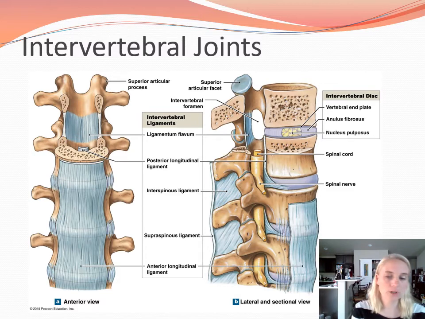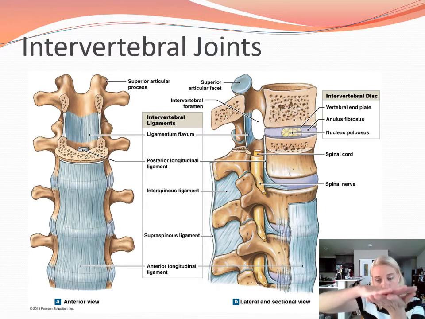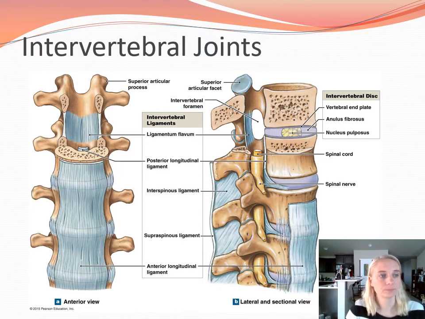So the first thing I want to talk about is the joints themselves. There's actually two joints that are going on between two what we call adjacent vertebrae. So the adjacent vertebrae are the ones that are stacked on top of each other.